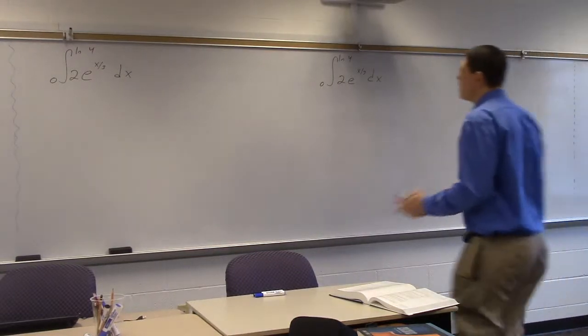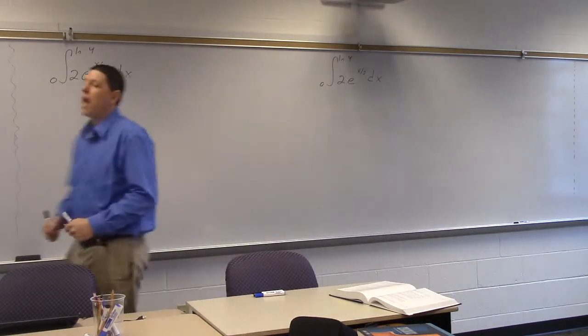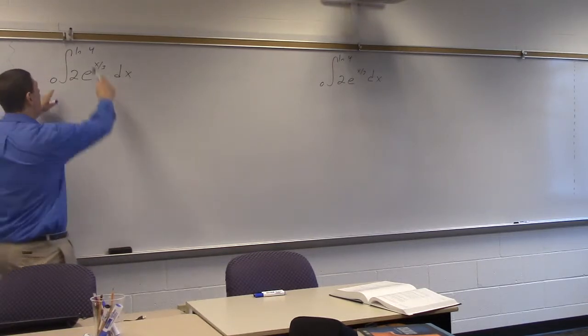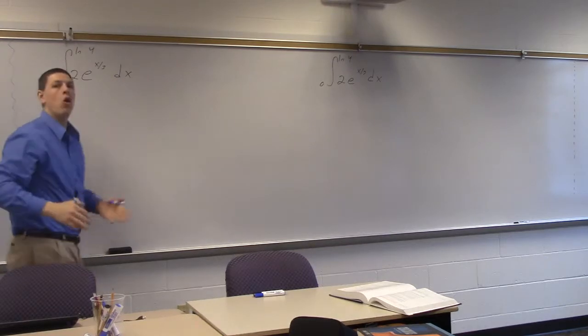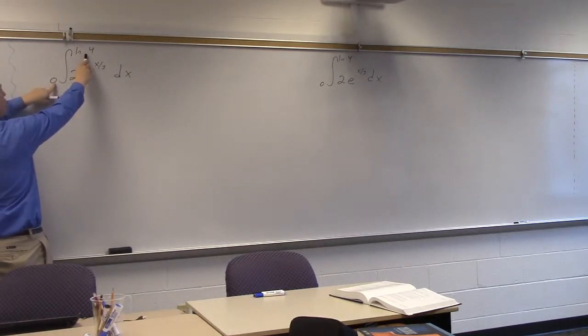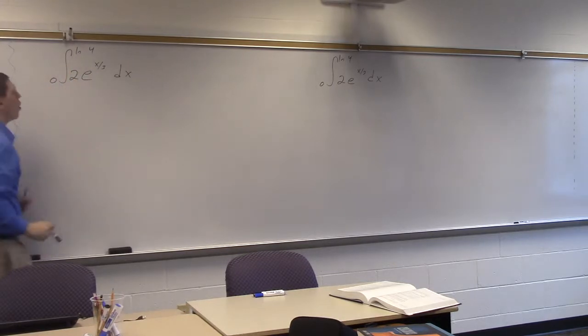Okay, so now we're going to take a look at an example of how to evaluate a definite integral. And remember the difference between an indefinite and a definite integral. A definite integral has these bounds, or what we call the limits of integration. So in this integral, we're trying to evaluate 0 to ln 4.